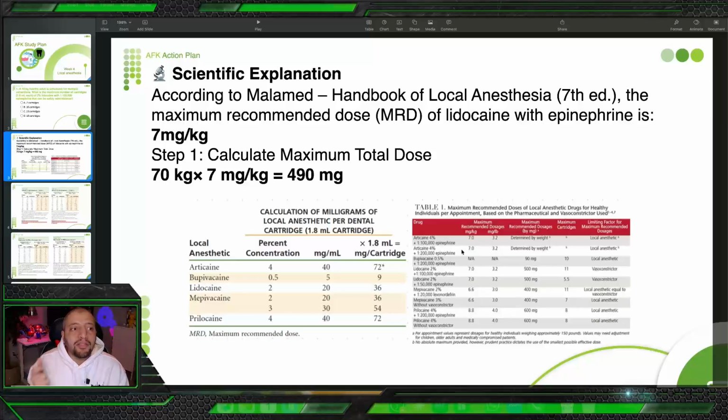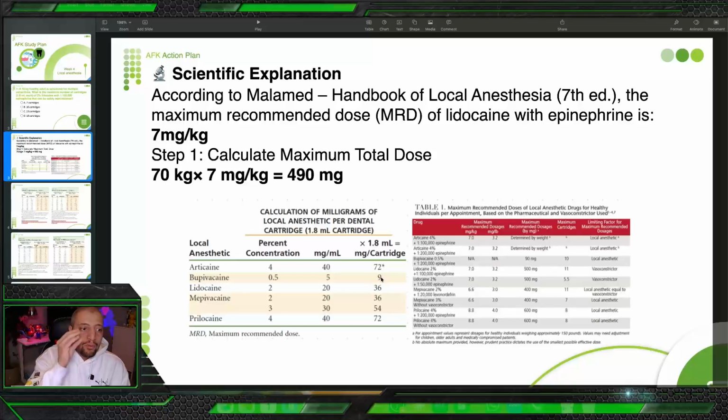But the question is asking about how many carpules. So you need to understand how much of this LA solution is inside the carpule. So we have 2%, 3%, 4% and 0.5%. As we agreed, the carpule is 1.8. So 1% of 1.8 is 18. To make it easier for you, 1% of 1.8 is 18 milligrams. When you go to 2%, multiply by 2, 36. 3 multiply by 3, 54. 4 multiply by 4, 72. 0.5, divide by 2, becomes 9. So this is the major number.